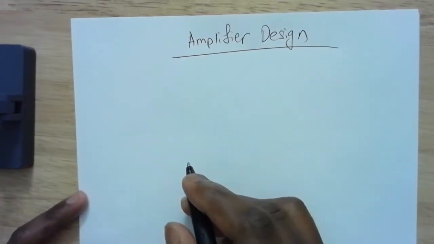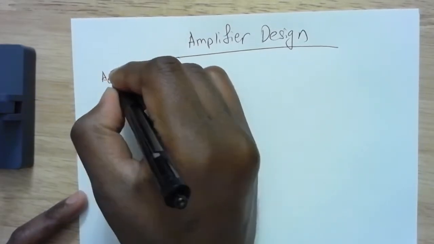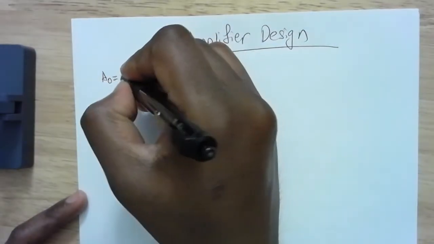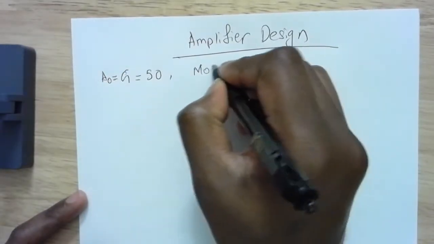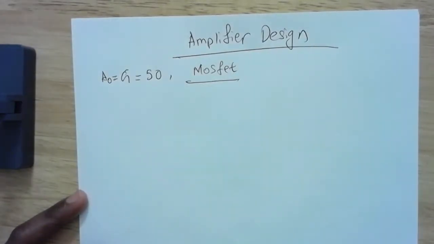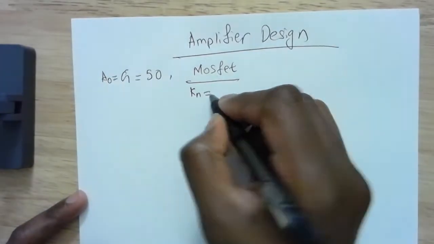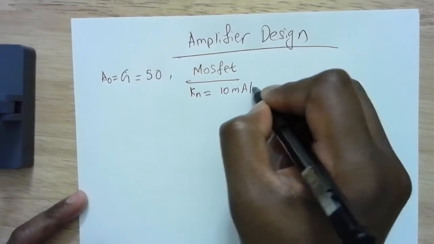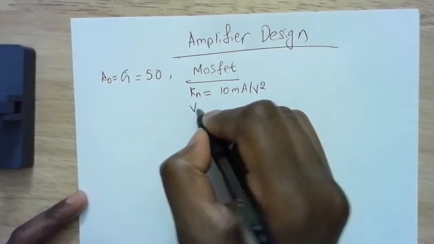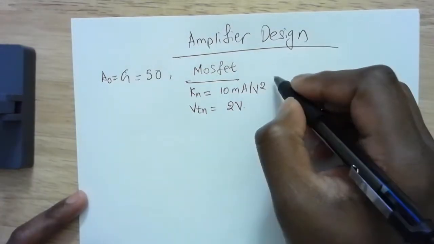We want to make an amplifier with a gain of 50, or this is the open circuit voltage gain of 50. And then we are given a MOSFET. When we have a MOSFET, there are two important properties we need for our calculations. One is the transconductance parameter, which is given as 10 milliamps per volt squared, and two, we need the threshold voltage. And the threshold voltage is given as 2 volts. So we have one MOSFET.